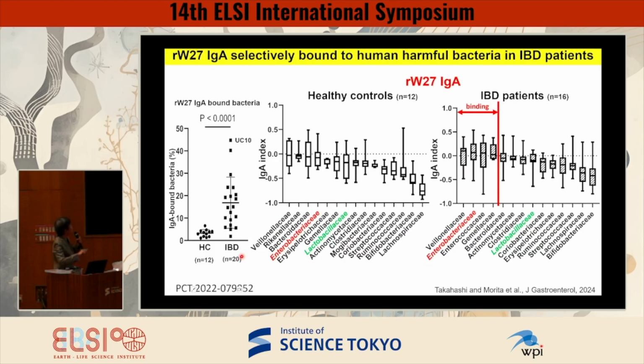Then we checked. W27 IgA could bind the IBD patient feces like this. And this IgA did not bind the healthy control at this level. In the IBD patient, W27 binds the Enterobacteriaceae, that's okay, and the Lactobacillus is non-binding. There are also other colitogenic bacteria, Veillonella and Enterococcaceae, which are also recognized as binding bacteria.